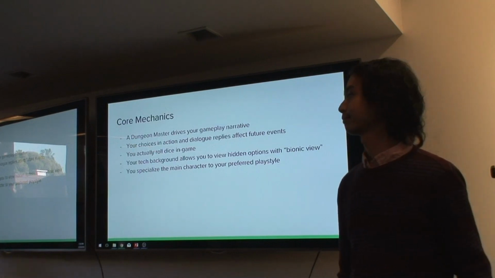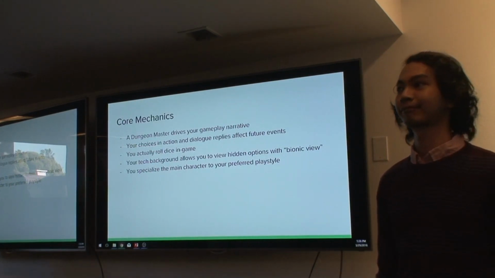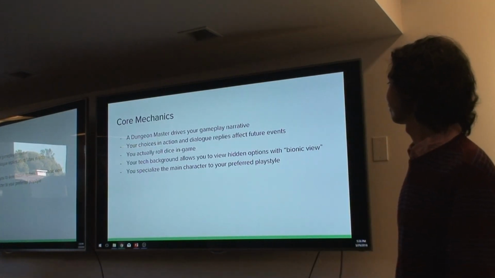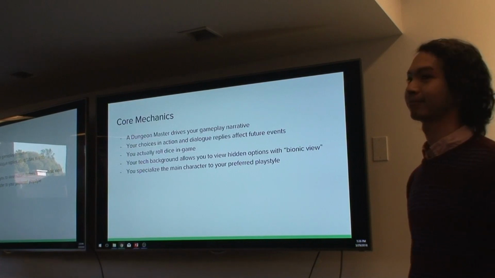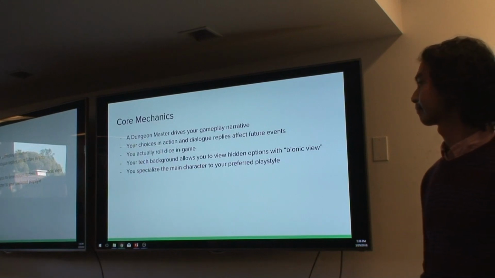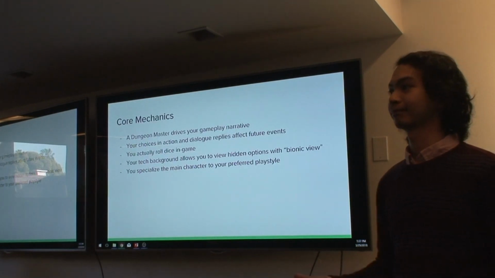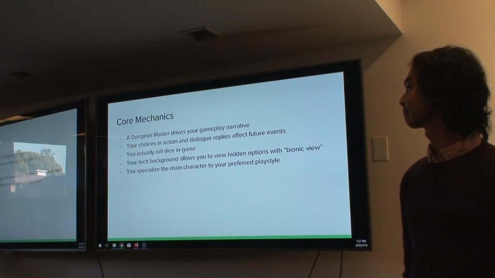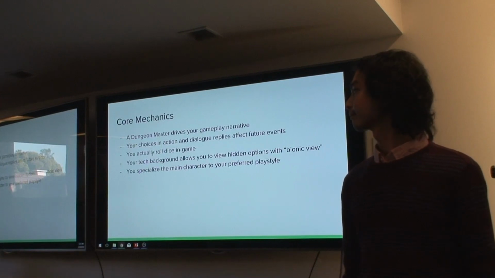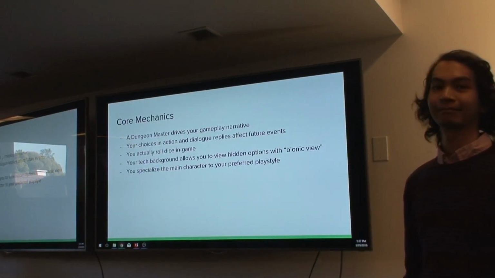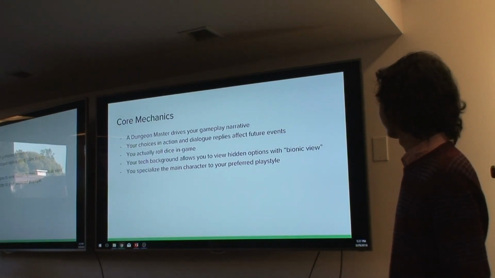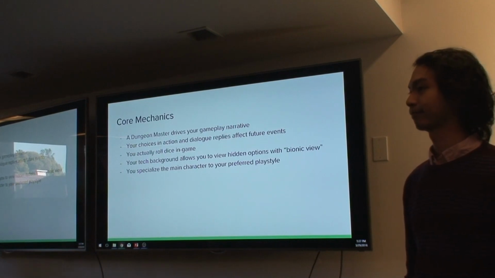So, let's talk a little bit about the core mechanics. It's very similar to a game like Stanley Parable or Bard's Tale, in that we have a DM or a narrator who drives the gameplay narrative. Your choices, or the main character's choices, and action dialogue will reflect the future and what will happen. Also, one of the big things, you'll be able to roll dice in this game, something that has not been done in a long time. Also, your tech background as the main character allows for one of our more interesting core mechanics, Bionic View, which allows you to see things that normally can't be seen due to your sci-fi nature. And lastly, your main character will be able to specialize to your preferred play style.